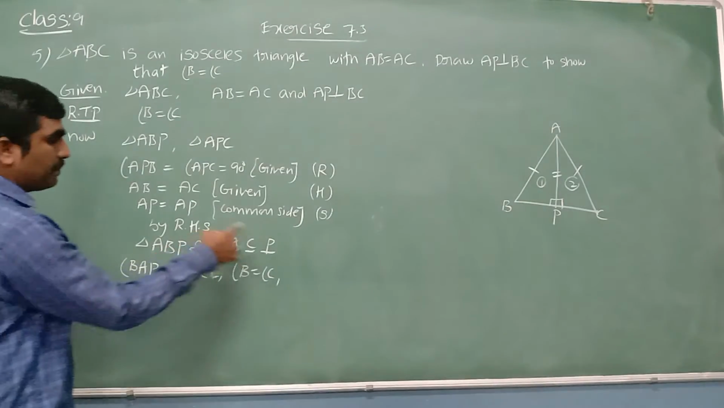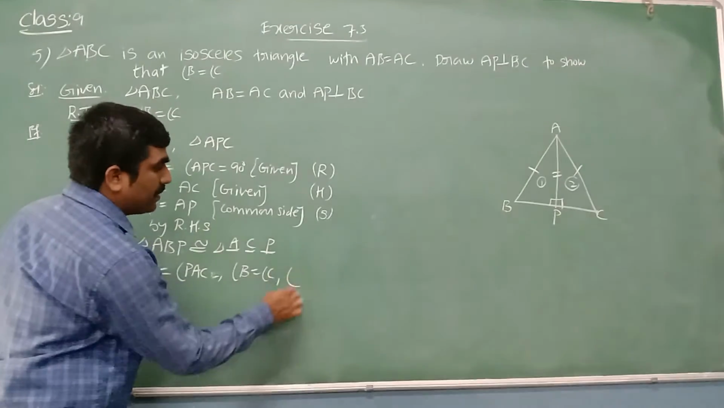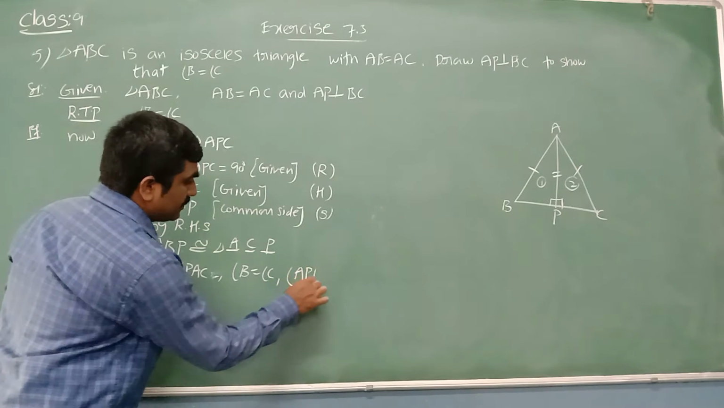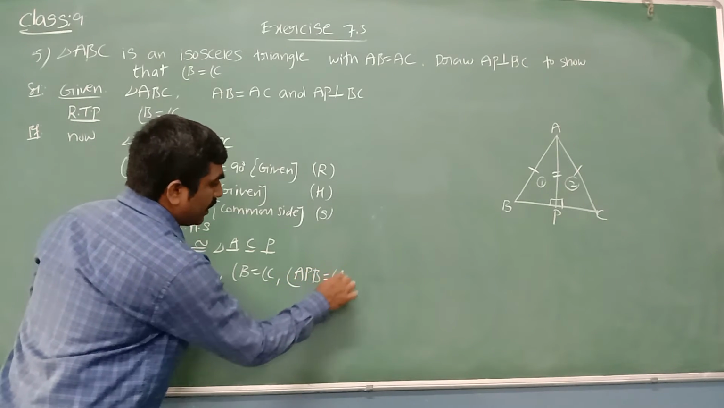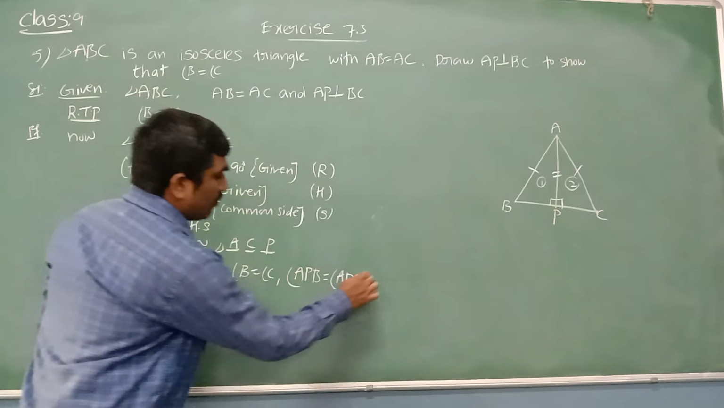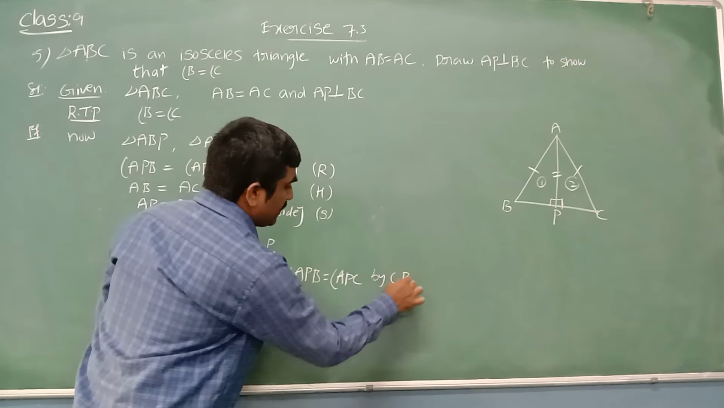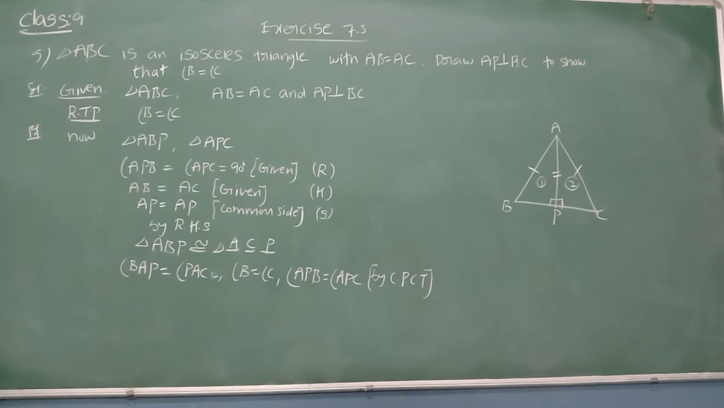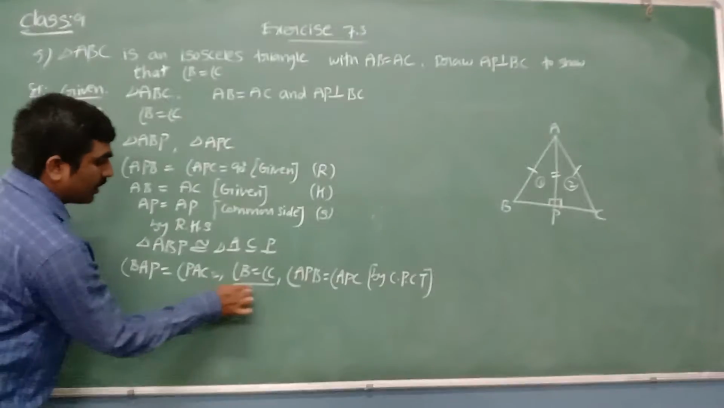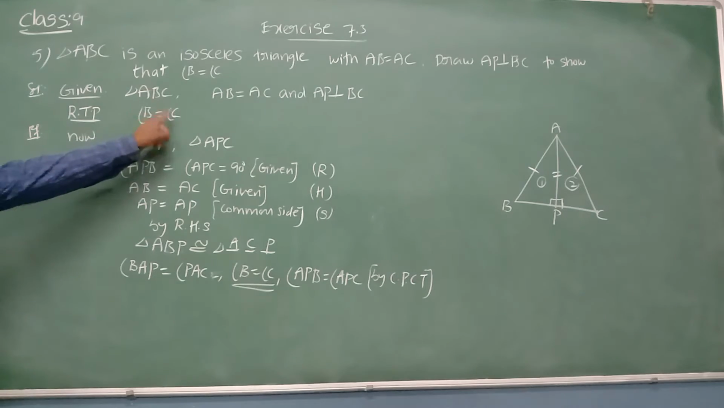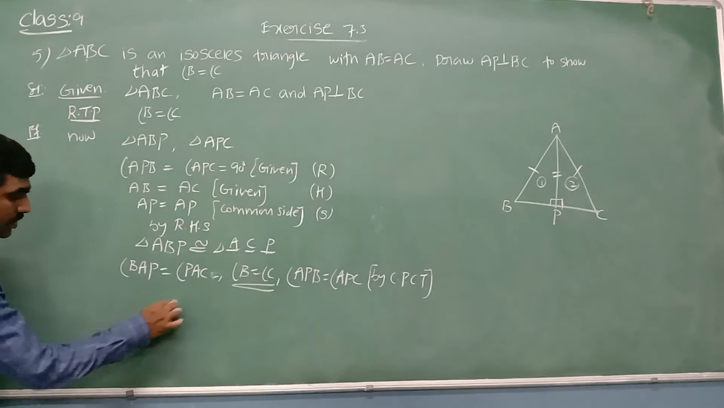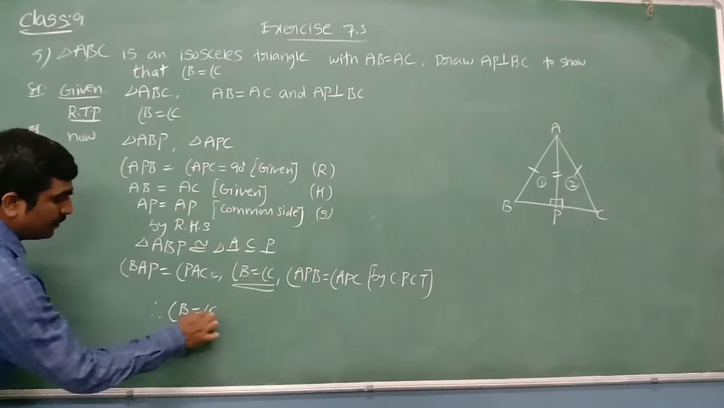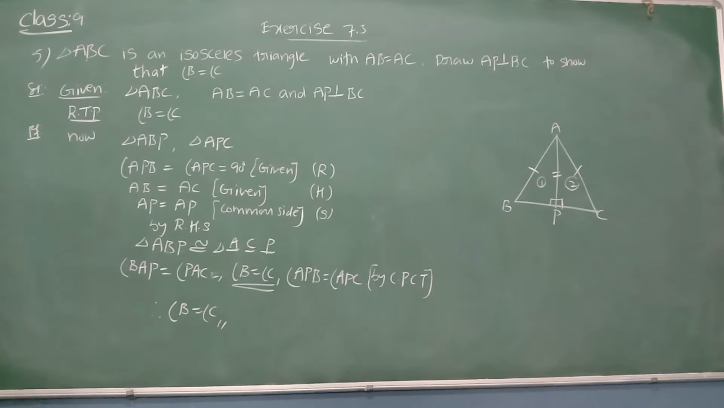More, I can write angle P is equal to angle P, angle APB is equal to angle APC. So what is the reason? By CPCT, corresponding parts of congruent triangles. Yes, we got angle B equal to angle C. Even what we are asked, angle B equal to angle C. So therefore we got angle B is equal to angle C. Hope it is clear for everyone.